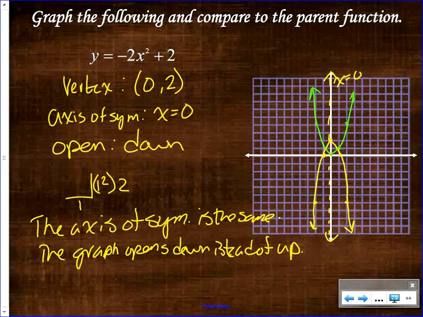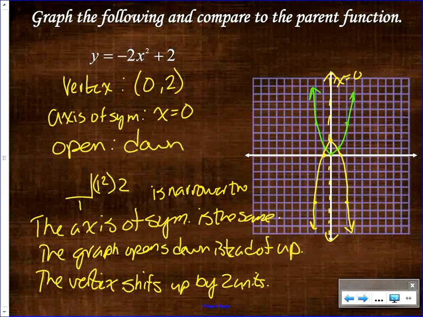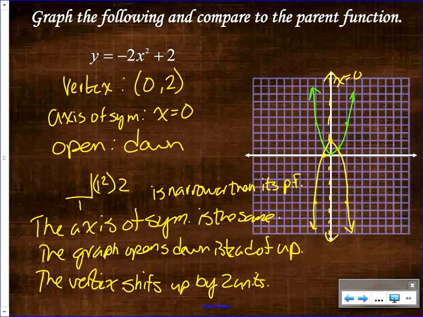What about the vertex? Okay, so how can we say that? We want to use the word shift. Good. Nice. The vertex shifts up by 2 units. Good. There's one more thing we need to talk about. Is it narrower or wider than the parent function? Narrower. Good. It's narrower than its parent function. Good. Okay.